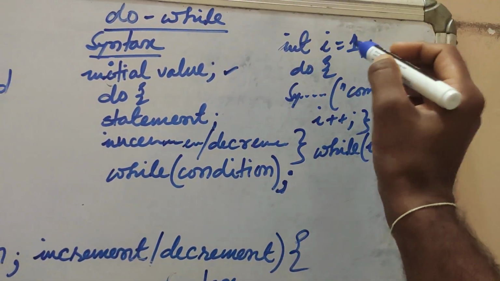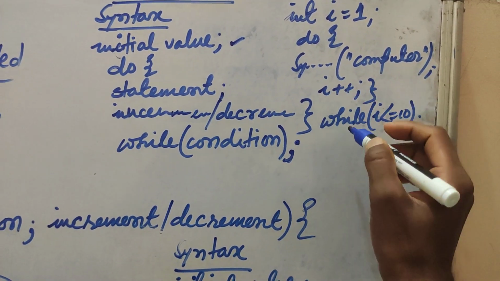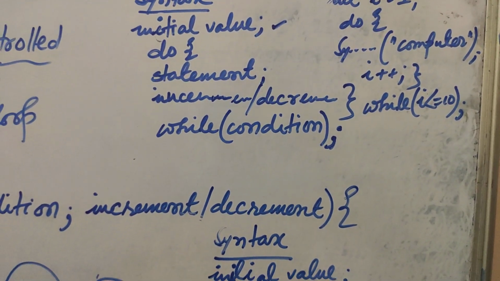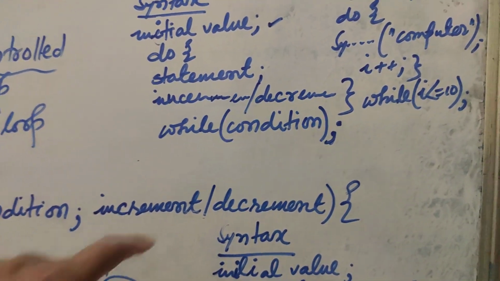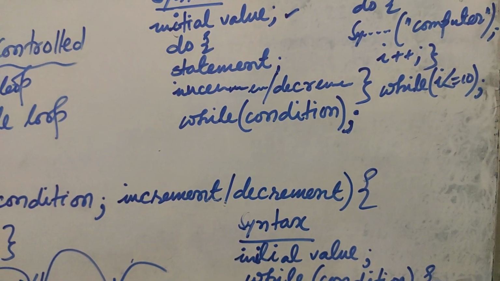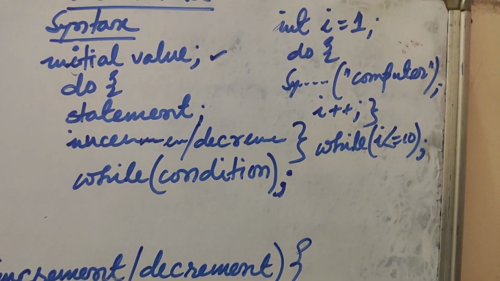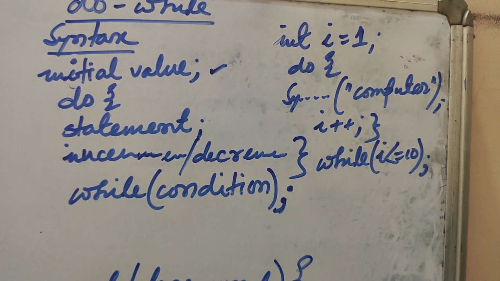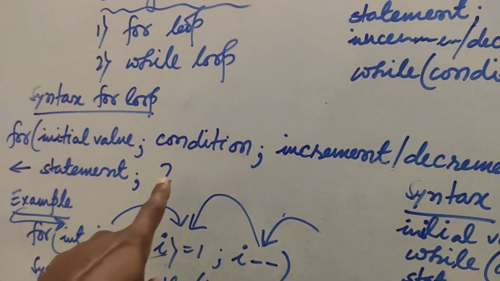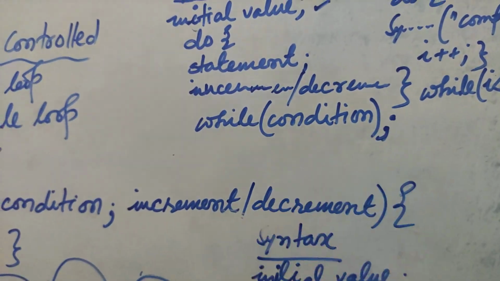See here, i equal to 1, when i is 1, display computer, i plus plus, then after that computer will come to the conditions. 1 less than equal to 10, true, return back to the body. Computer, 2 less than equal to 10, 3 less than equal to 10. So this also displays computer 10 times. Now I said entry control: at first the conditions, then the body. Here first the body, then the conditions.